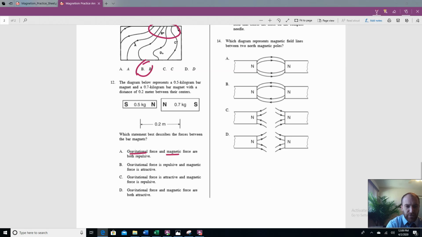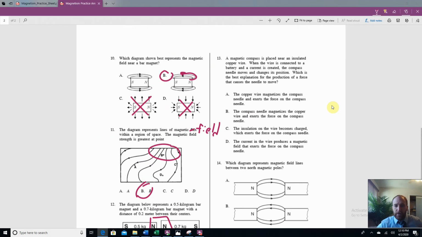This one says gravitational force and magnetic force are both repulsive. That's wrong, because again, gravity is always attractive. So B is wrong, because it says gravitational force is repulsive. That's a wrong statement. These two both say that gravity is attractive, so we're between C and D now. The magnetic force depends. Opposites attract, likes repel. I'm looking at two like poles next to each other, two of the same poles. The answer is C, because two of the same poles are near each other. If opposites were near each other, then it would attract.